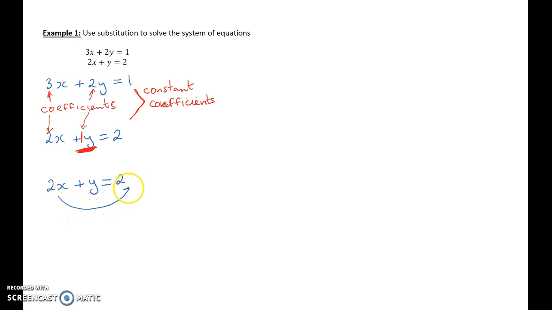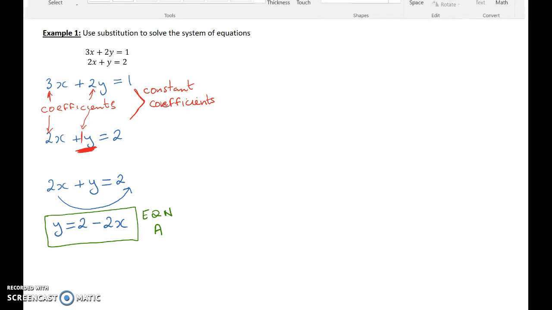We'll move the 2x across, and that gives you y is equal to 2, and you move the 2x across, minus 2x. And the y is now on its own, and when the y is on its own, box it off. So y is on its own, and we're going to call that equation, we'll just write EQN for short, equation A. Okay, so that's the first step done. That's step 1, and actually step 2 done as well.